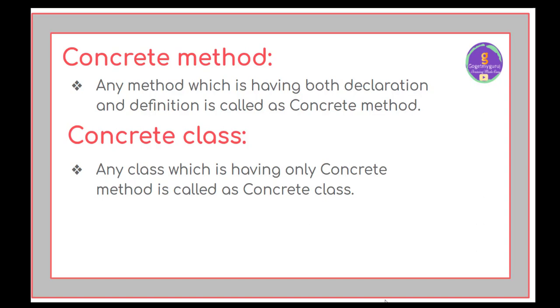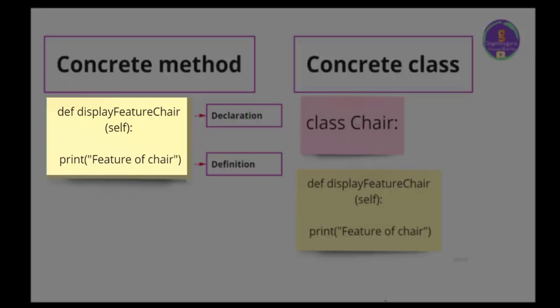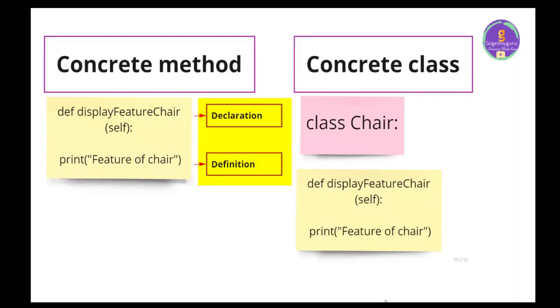Next, we'll see the diagram for concrete method and concrete class. Here, def display feature chair and the print function are the method declaration and method definition, which form a concrete method. Then the class which contains this concrete method is called a concrete class, which I explained earlier.